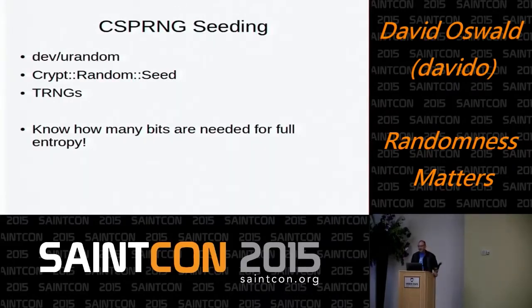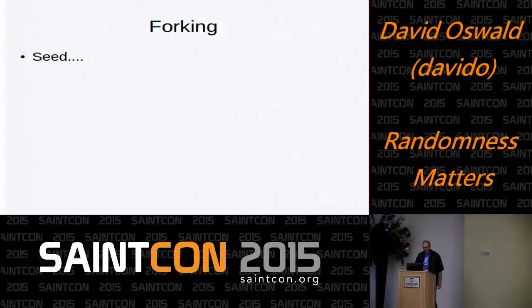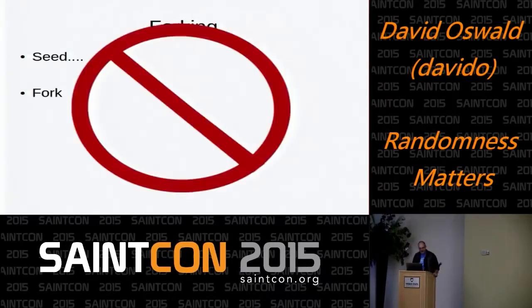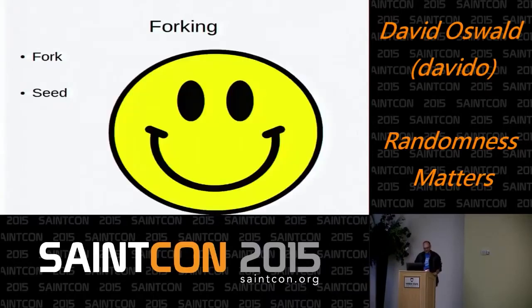Anybody think of another pitfall? This one I've actually seen. Forking. So what should we do? Should we seed and then fork? Absolutely not. If you seed and then fork, then you're sharing the same randomness stream among forks. So you should fork and then seed. That'll make you a lot happier.